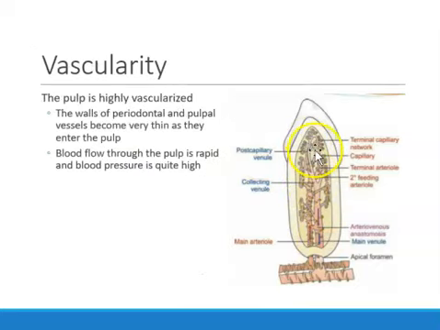Pulp is very, very vascular. So all our pulps are highly vascularized, which means that there's a lot of blood vessels, arteries, veins, and all that in there. There's blood flowing over here, and the blood flow is really fast. And the blood pressure, the flowing of the blood, is quite high in the pulp.